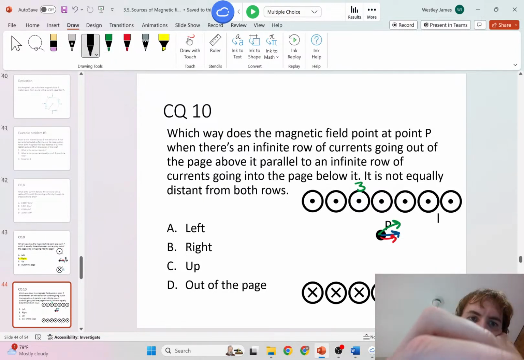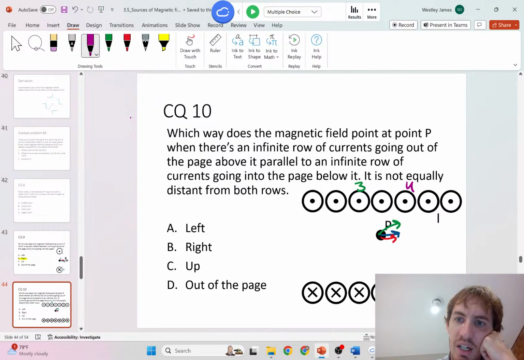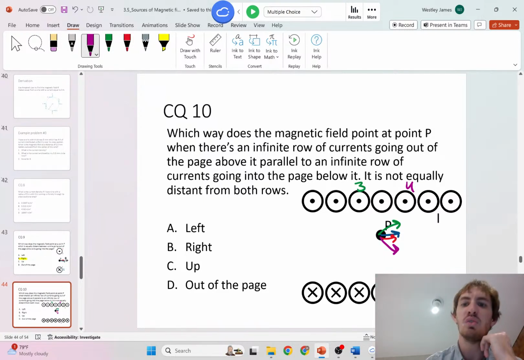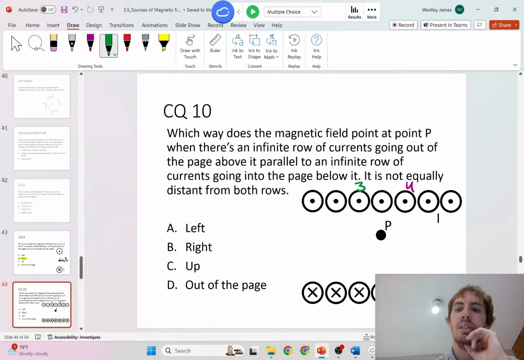Let's look at wire number 4. That one is out through this point. Oh, that one's down to the right. If you have something that's up and you have something that's down, they'll end up canceling. And if you repeat this for every single spot, you get this symmetry. For every magnetic field that's up, there's one that's down. And long story short, I get a magnetic field that's to the right, just like the last one.